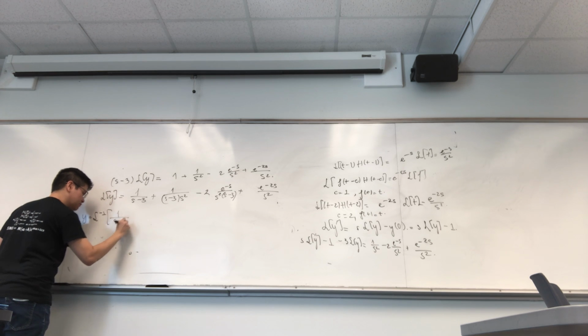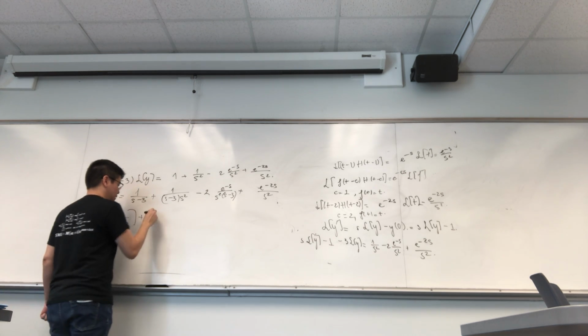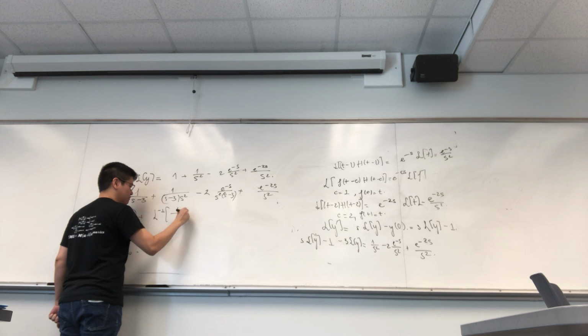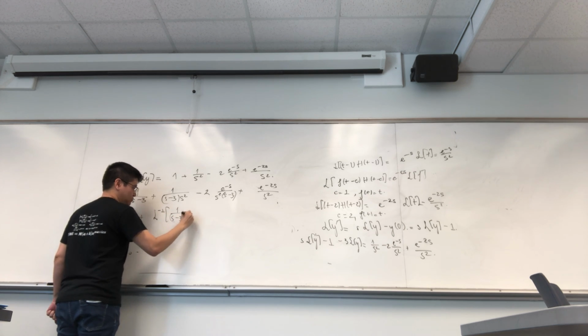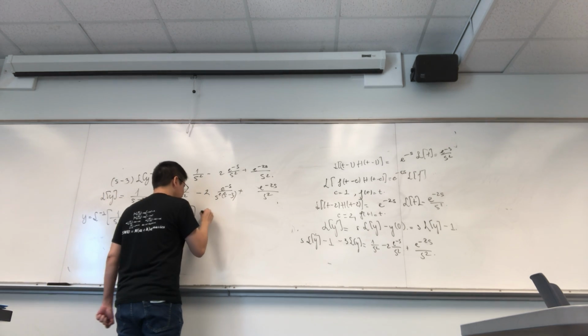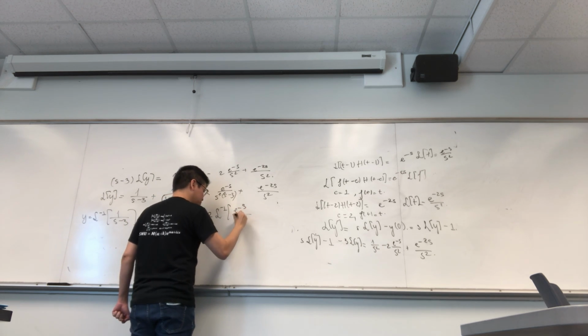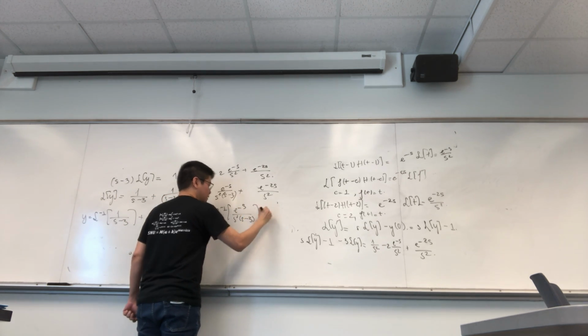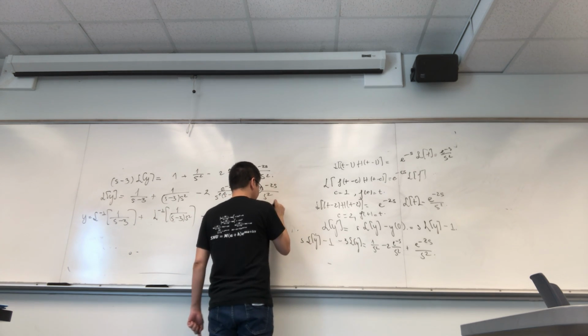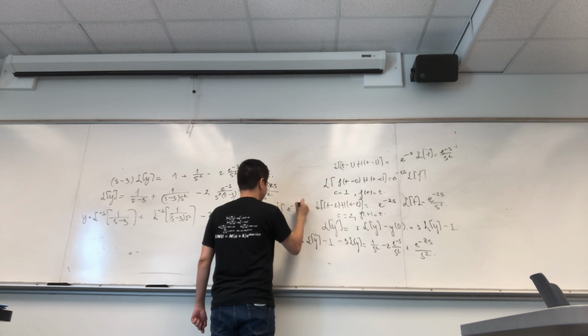Now you're going to do the inverse Laplace transform. So the inverse Laplace transform of 1 over s minus 3, plus the inverse Laplace transform of 1 over (s minus 3) s squared, minus 2 times the inverse Laplace transform of e to the power minus s over s squared (s minus 3), plus the inverse Laplace transform of e to the power minus 2s over s squared (s minus 3).